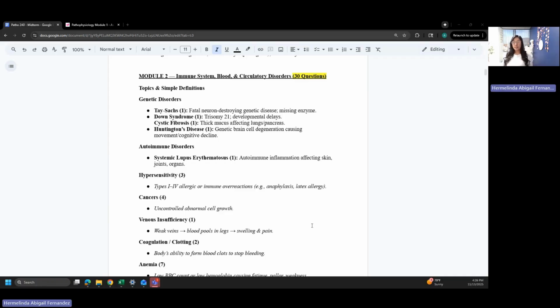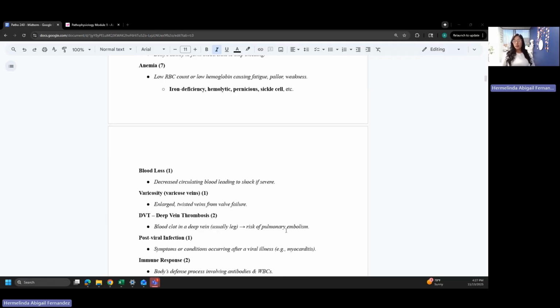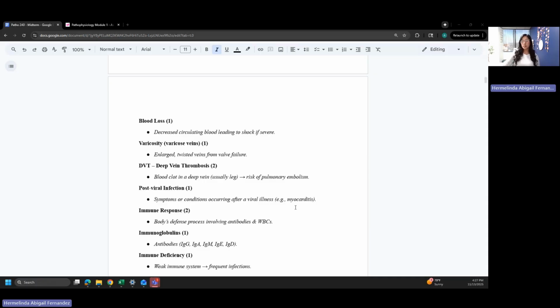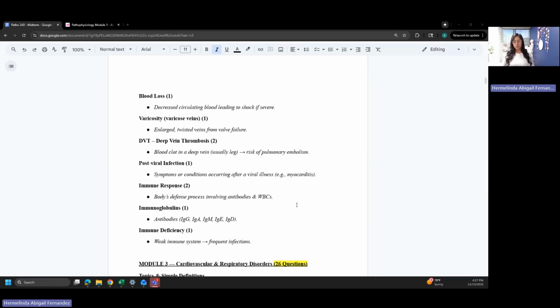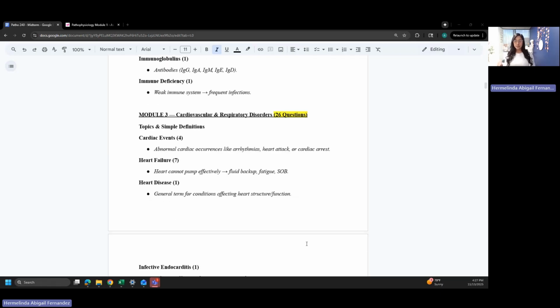This includes genetic disorders, autoimmune disorders, hypersensitivities, cancers, venous insufficiency, coagulation and clotting, anemia, blood loss, varicosity or varicose veins, DVT, post-viral infections, immune response, immunoglobulins, and immune deficiency. Module 3 will consist of cardiovascular and respiratory disorders. There will be 26 questions coming out of Module 3.